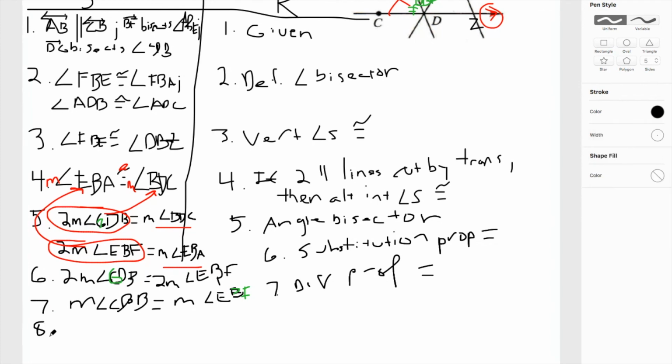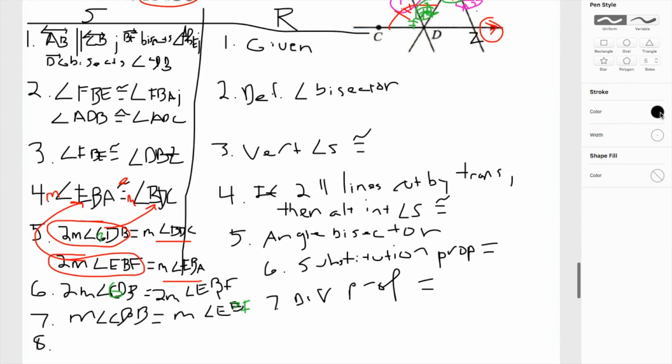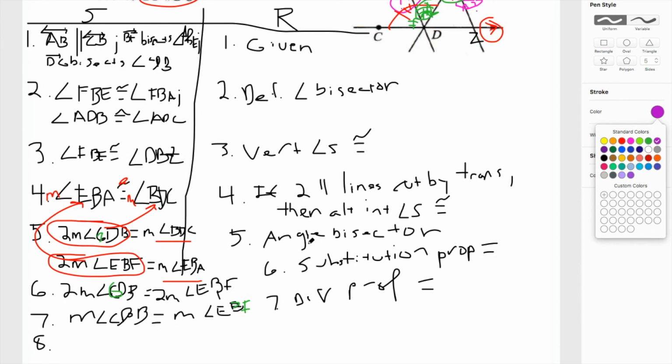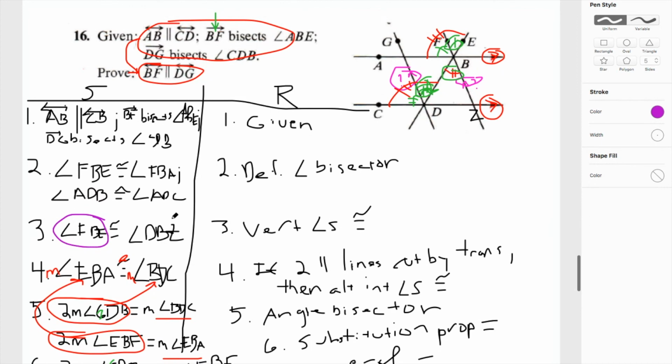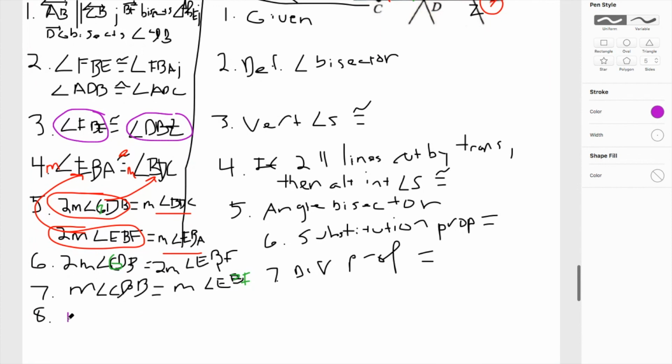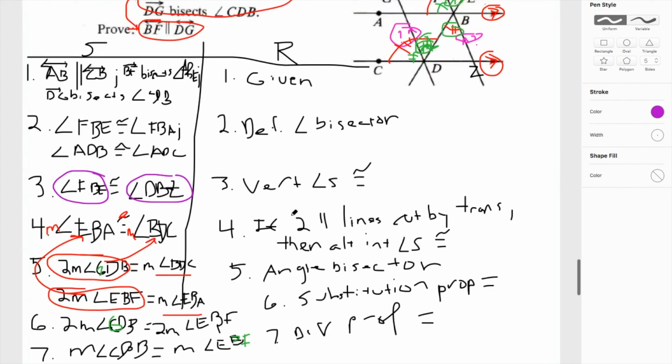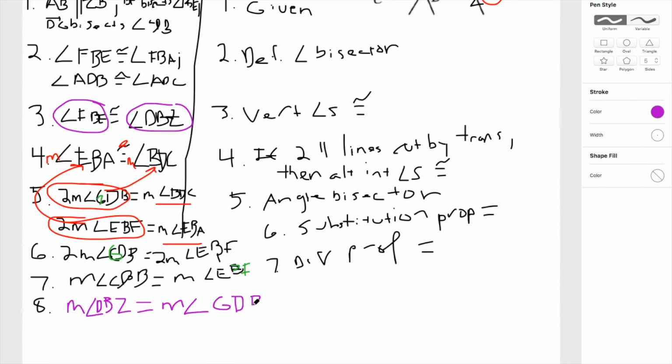The classic, is it substitution, is it transitive? I don't know. But we said this earlier here. Earlier in the proof, we said that vertical angles are congruent, which is important to my proof. At least, that angle FBE, this right here, FBE, is congruent to DBZ, which is right here. Now I want to say that measure of angle DBZ is equal to measure of angle GDB. And I know this because of the transitive property.